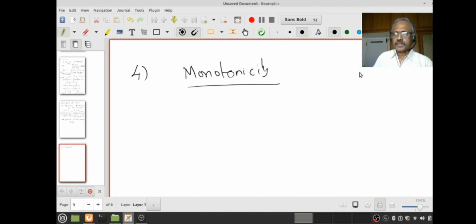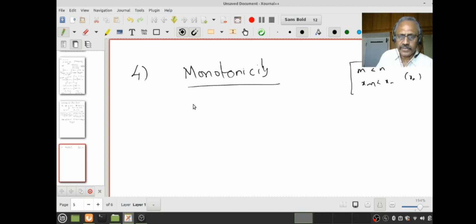Monotonicity, what do you mean? If m is less than n, you want the sequence x_m to be less than x_n. Then you want to say the sequence x_n is increasing, right? Okay, that's monotone.